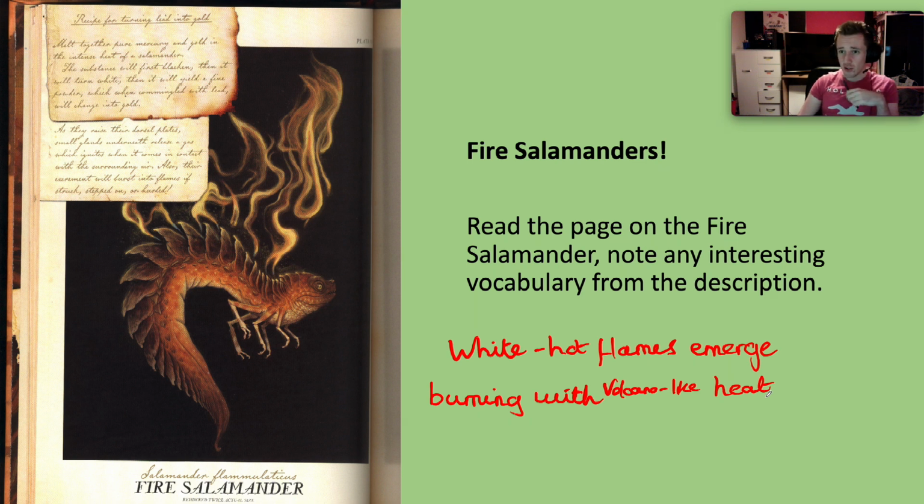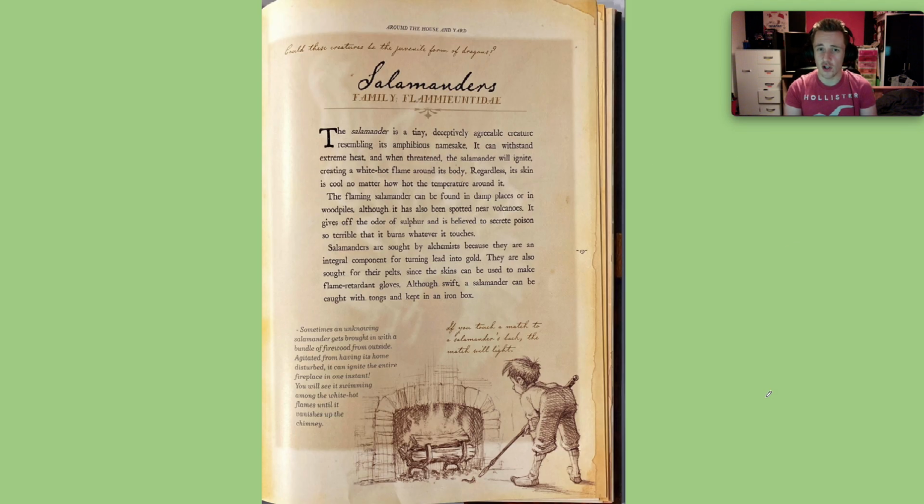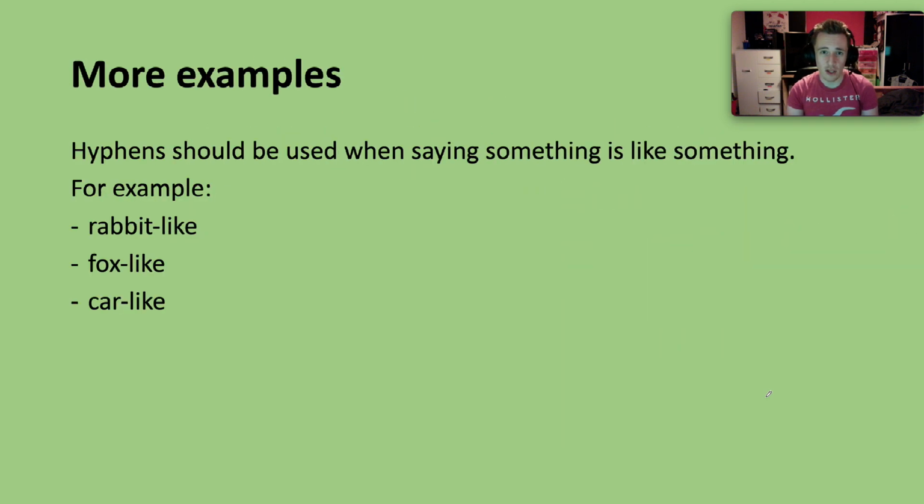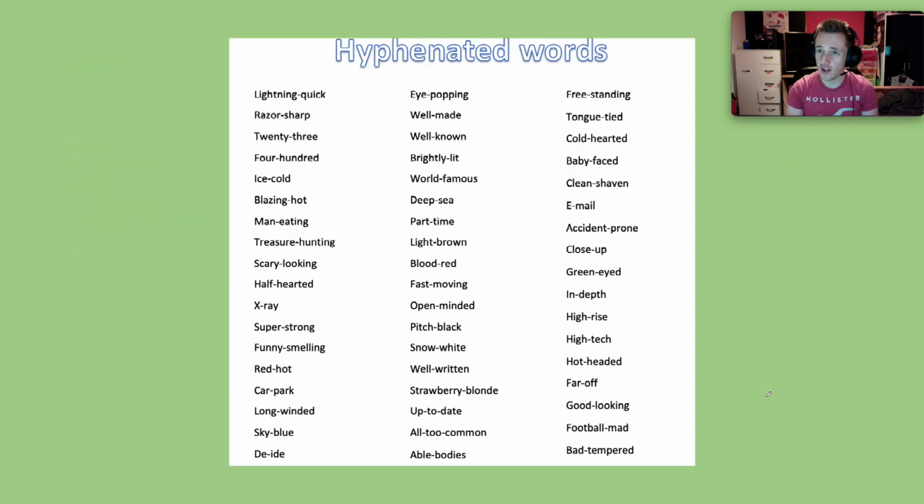You could do the same thing with your descriptive sentences. You might be thinking, I don't know any hyphenated words, I don't know what to describe. Well, first thing you can do is to look in the example, which is your guided reading task. The second thing you can do is also on Seesaw, this list of words here. Feel free to pick them and just put them into sentences. Not all of them will work for a fire salamander, but some of them will. For example, green-eyed, blood red, fast moving, blazing hot, razor sharp. All sorts of ones you can use.